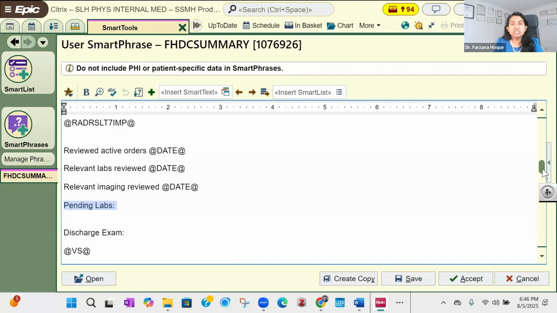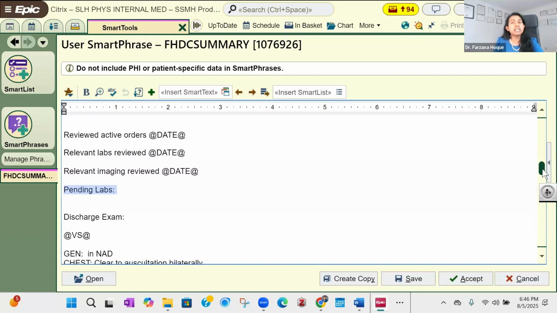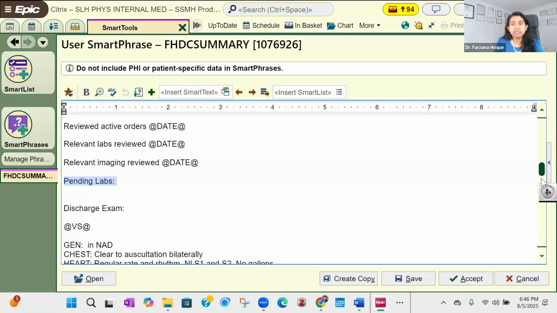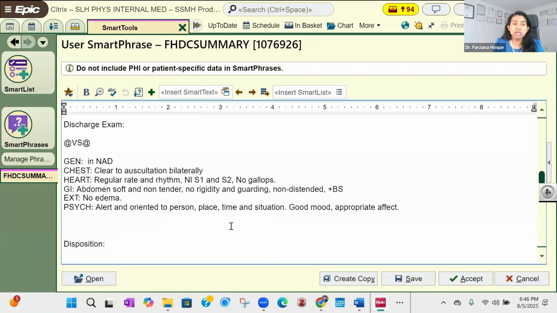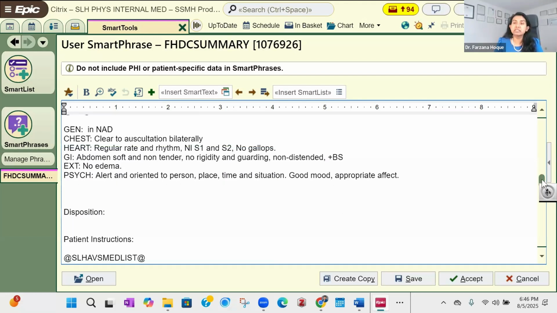And then discharge exam. How was the patient's discharge exam? Was there any edema? Was there any lung finding? It is very important for you to document that because it is essential for patients' continuity of care. So after the discharge exam, disposition, meaning where the patient is going.